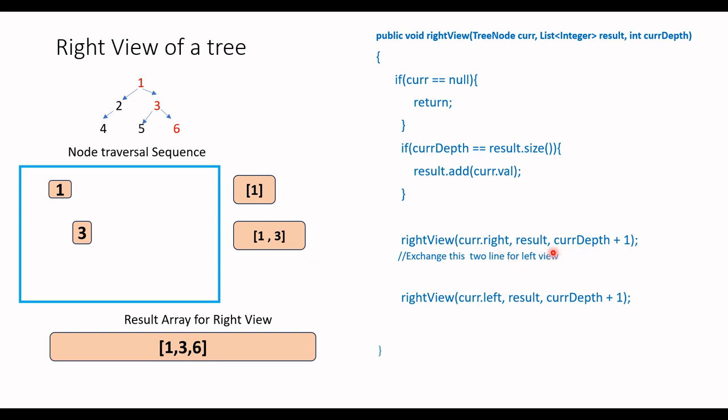Result is already 1, 3, and current depth will be 1 plus 1, which is 2. So here we pass number 6 as the next node, and since 6 is not null, it will again check if the current depth, which happens to be 2, and result size is also 2, so it will add it to the result array. Once this is done, then again it will check for 6.right.